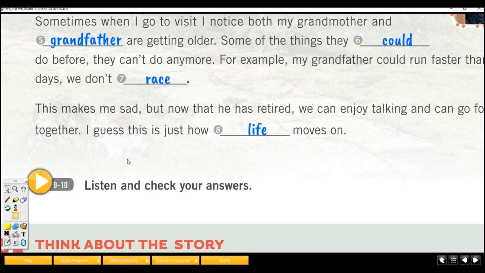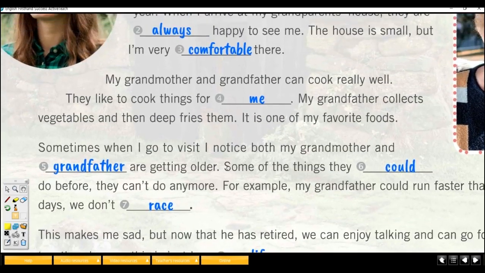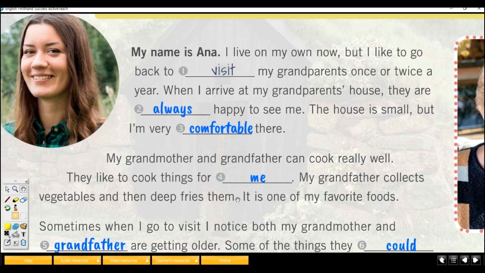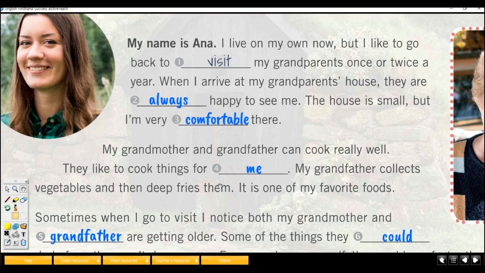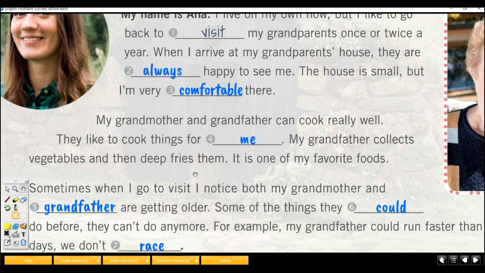So, one more time, I'll just read it all in English. My name is Anna. I live on my own now, but I like to go back to visit my grandparents once or twice a year. When I arrive at my grandparents' house, they are always happy to see me. The house is small, but I'm very comfortable there, and my grandmother and my grandfather can cook really well. They like to cook things for me.